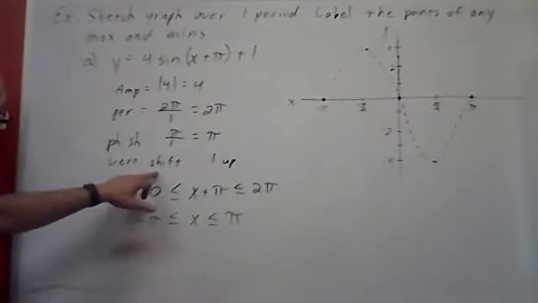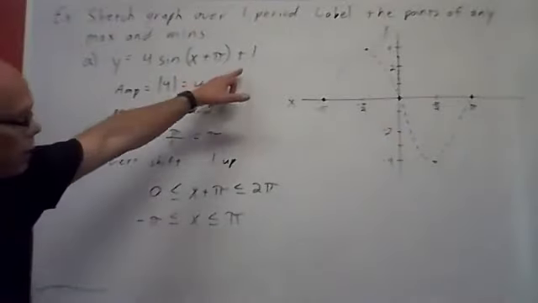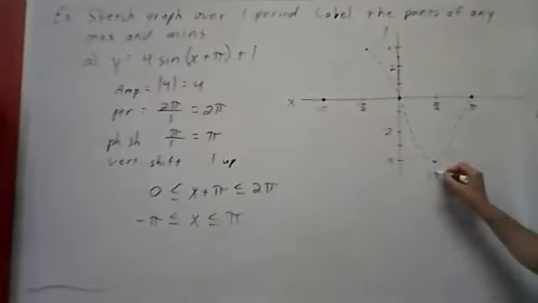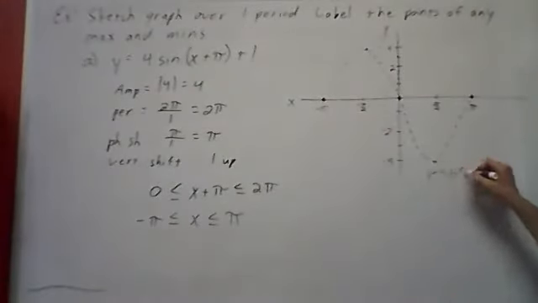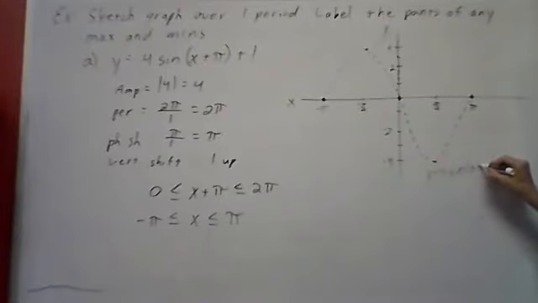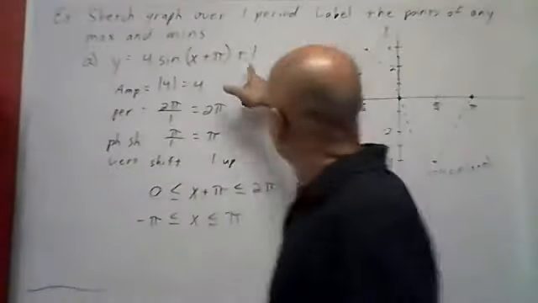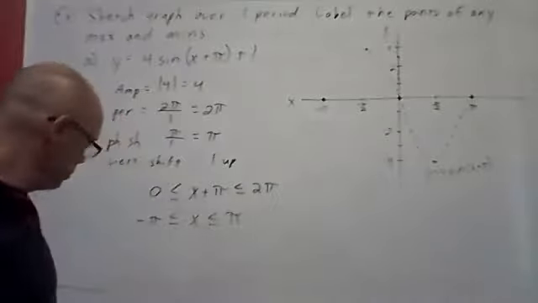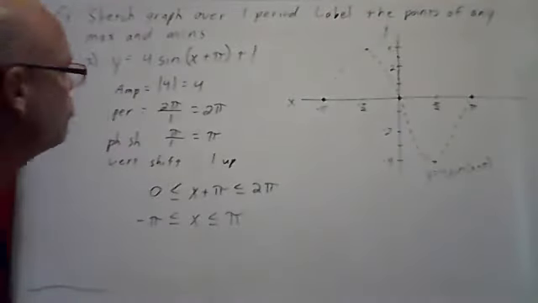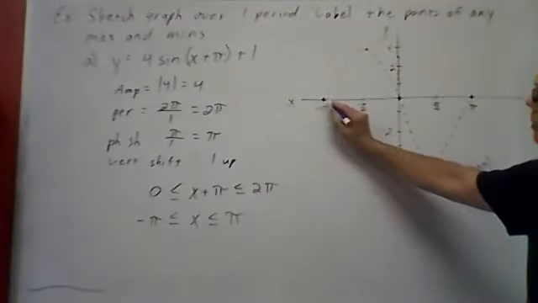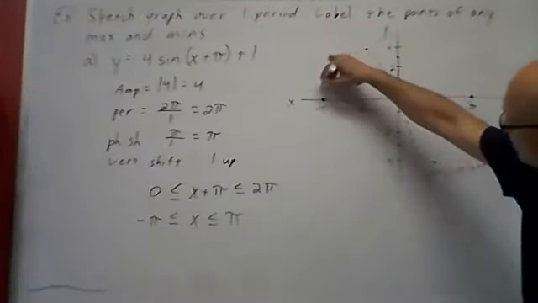But for this particular function that we're trying to graph, let me write this. Y is equal to 4 times the sine of x plus pi. But I need that plus 1 on it. So I need to shift that whole graph up 1 unit. Instead of going through this point, I'm going to go up 1 unit. So I'm going to go right here.